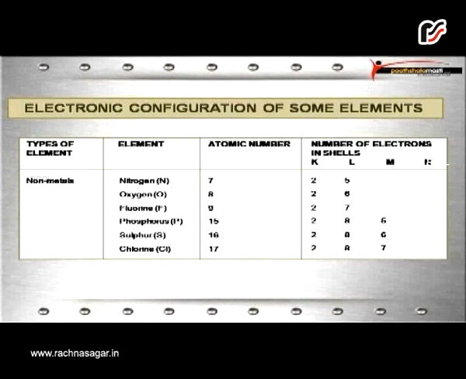Last non-metal we are taking is chlorine. Chlorine has got atomic number 17. Its electronic configuration is 2, 8, 7. It can gain 1 electron to become stable to form chloride ion and its electronic configuration will be the same as that of argon. So every non-metal can gain electrons to become stable like noble gas.